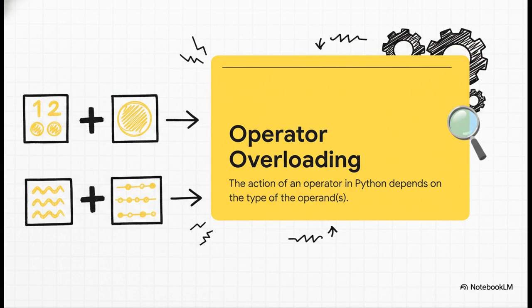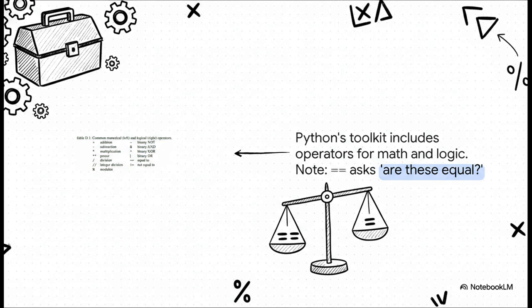That little plus sign is smart enough to know whether it should be doing math or just connecting strings, all based on context. Pretty cool, huh? And addition is really just the tip of the iceberg. Python has this whole toolbox full of operators for math and logic.